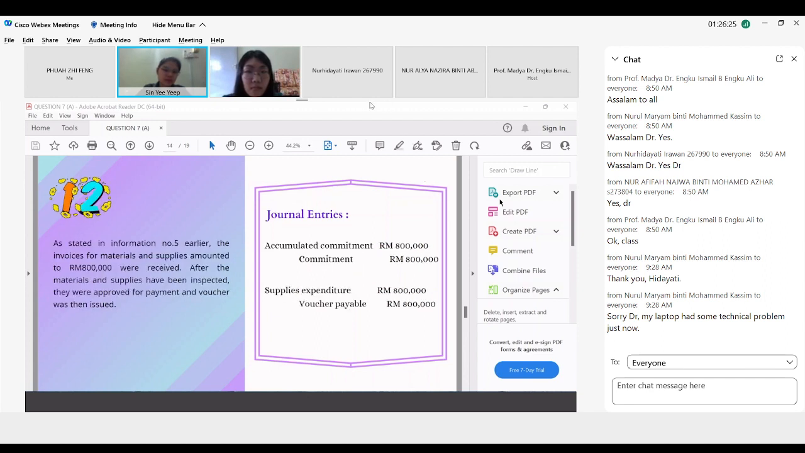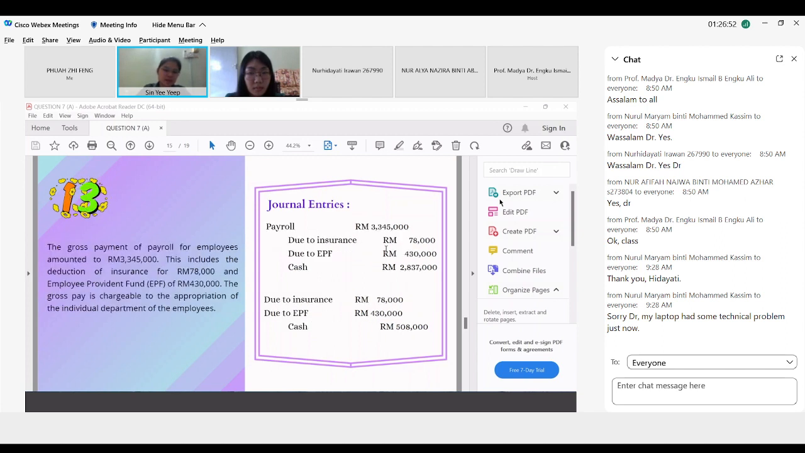For the info 12, we have two journal entries. The first journal entry is to record the reverse entry of commitment on allocation. So we debit the accumulated commitment and credit the commitment with the amount of 800,000. The second journal entry is to record the approval of supplies expenditure. So we debit the supply expenditure and credit the voucher payable with the amount of 800,000.